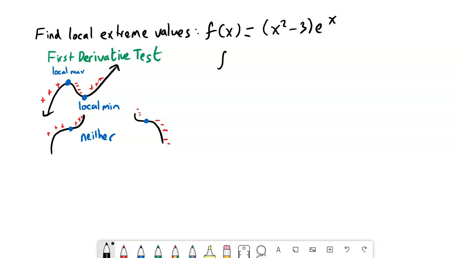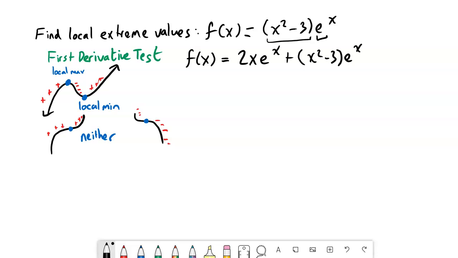The first step is always to take the first derivative. Now, how do you find the first derivative? We have to use the product rule. So I'm going to use the product rule right here. This is the first one, this is the second one, and I'm going to do it without the table that I typically use. So this is 2x e to the x plus x squared minus 3, that.